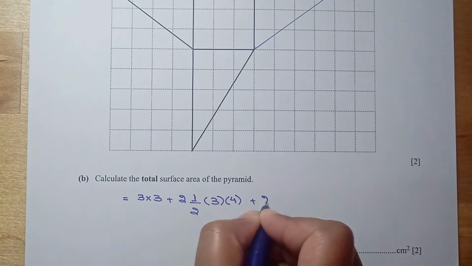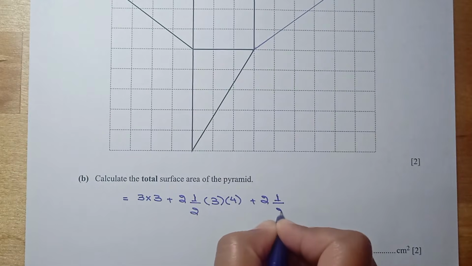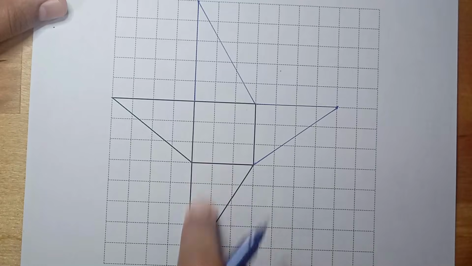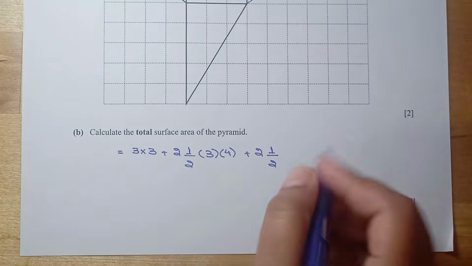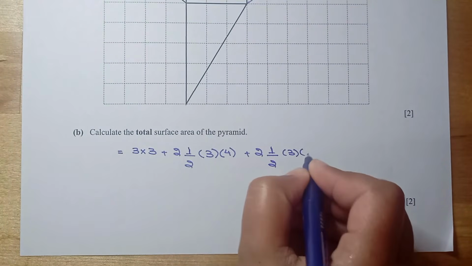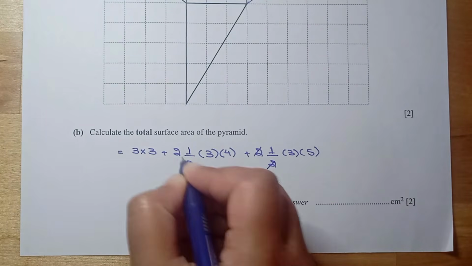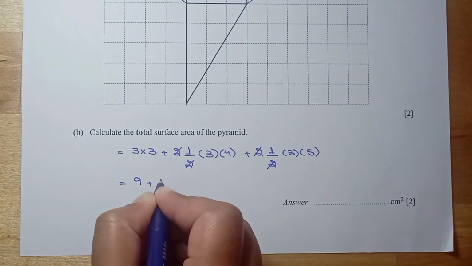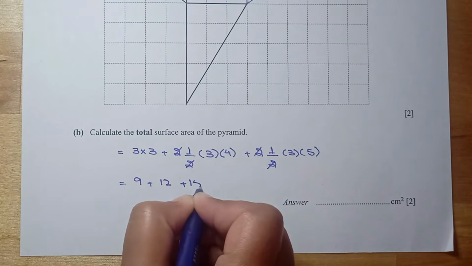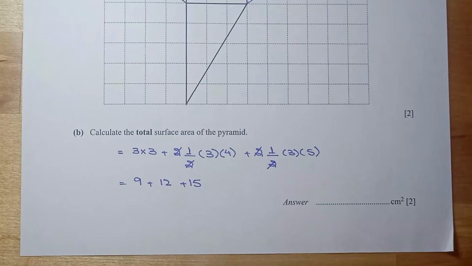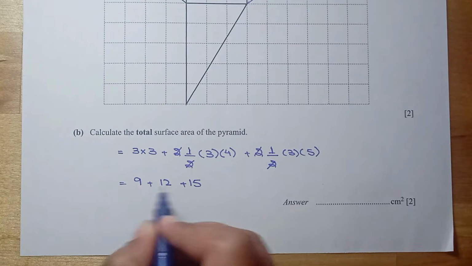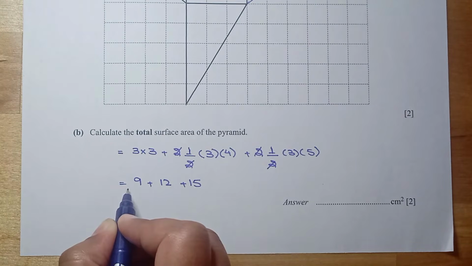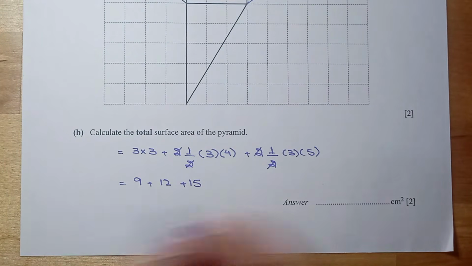And we have two other triangles, that is half base times height. So base for this is again 3 and the height is 5. Yes, so we have 3 times 5. So we can cancel the 2. So 3 times 3 is 9, 3 times 4 is 12, 3 times 5 is 15. So let me add all of them. So 15, 16, 17, and we have 27. 27 plus 9 is 36.